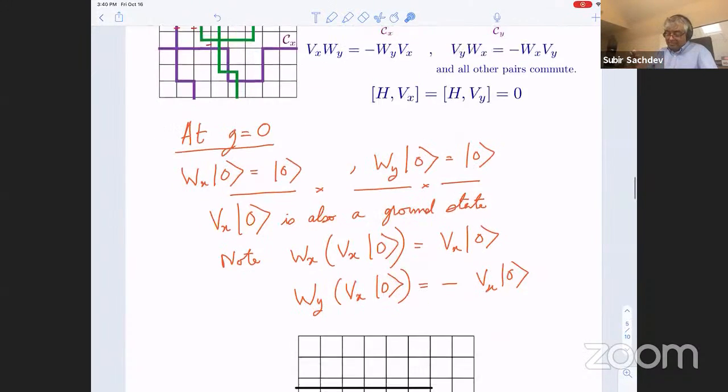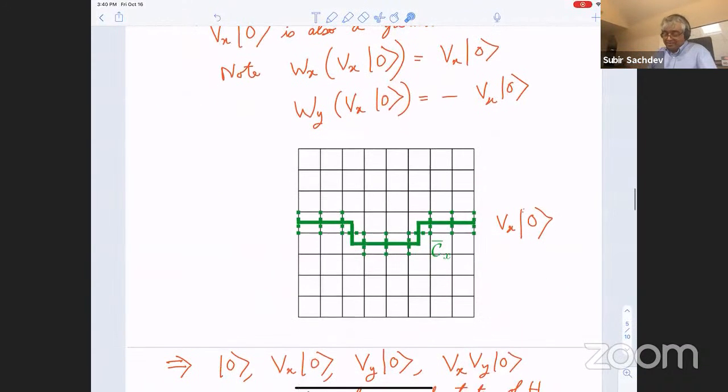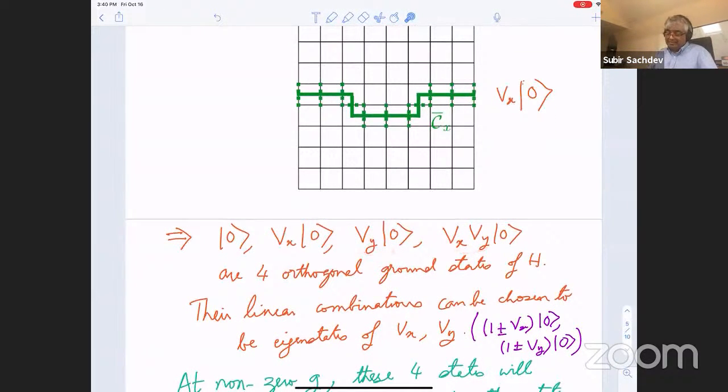But of course, why stop there? Here's the state Wx of |0>; I tried to draw that there. You just flip the spin everywhere along this line, and that gives you the orthogonal state. You can also do Vy, and you can do Vx Vy. So there are actually 4 ground states. This is the famous 4-fold degeneracy of the Z2 gauge theory on a torus.